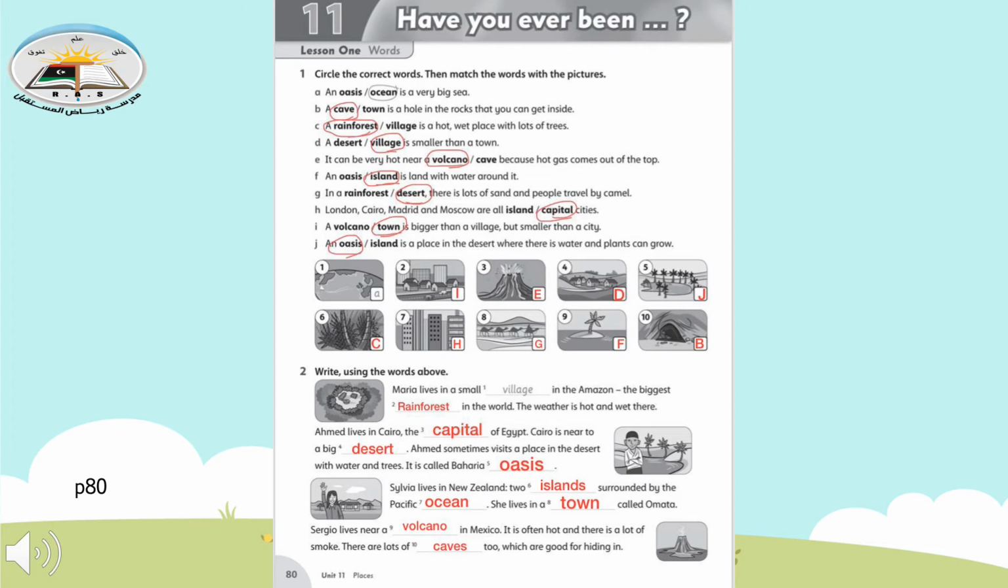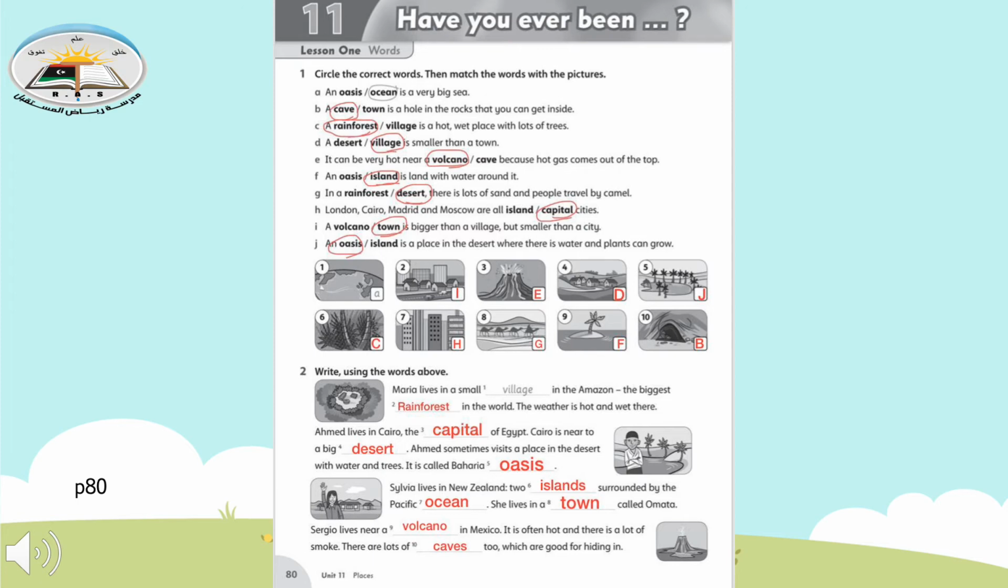Surrounded by the Pacific. The Pacific Ocean. Number 7, ocean. She lives in a town called Otma.